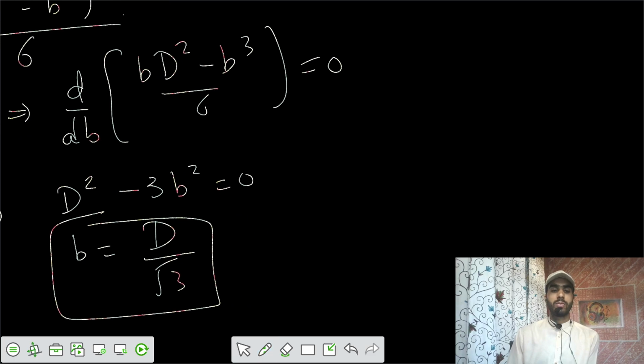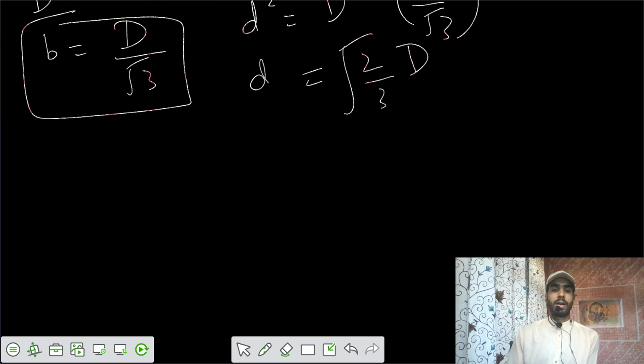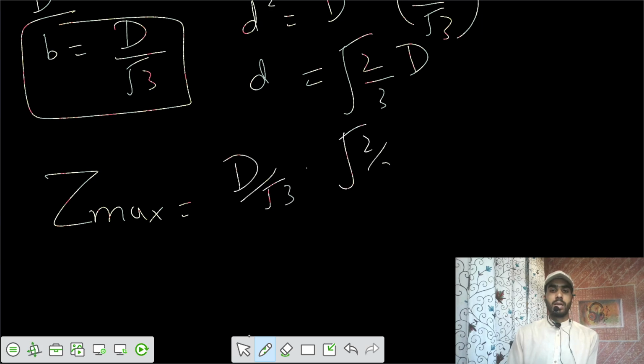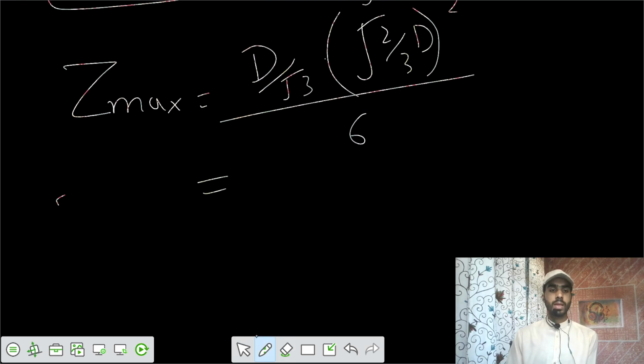And similarly, if you substitute the value of d square equals D square minus (D by root 3) whole square, you get a value of root 2 by 3 of D. And finally, you get a value of Z max, which equals bd square by 6. So finally, Z max equals D cubed by 9 root 3.